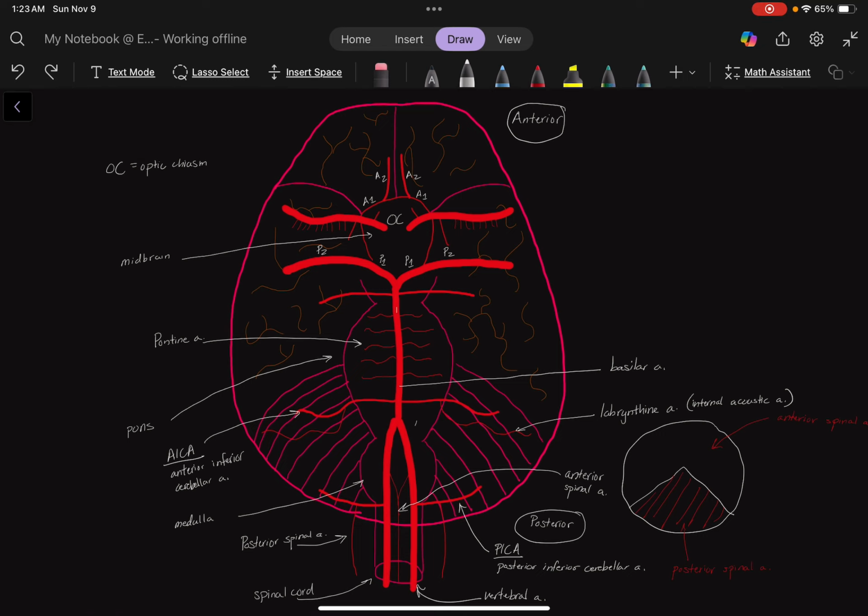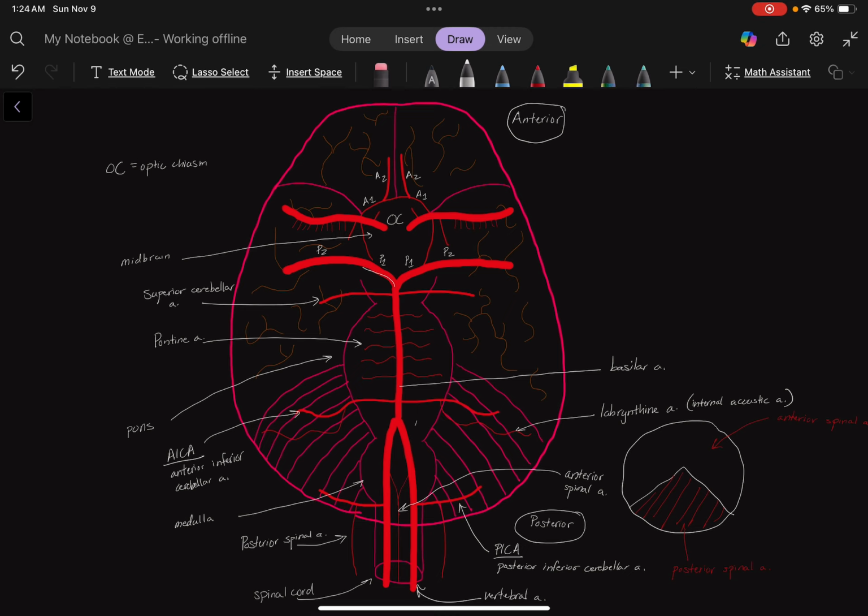And as we keep following the basilar artery, we get another branch right here. This branch is called the superior cerebellar artery, okay? Superior cerebellar artery.